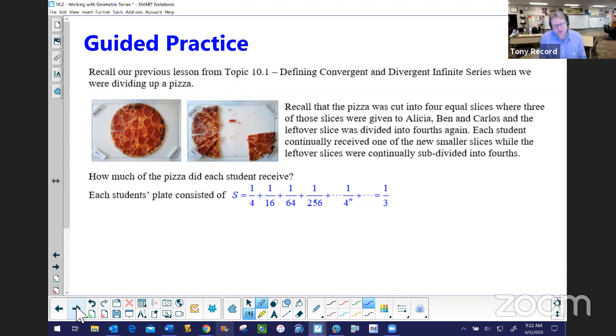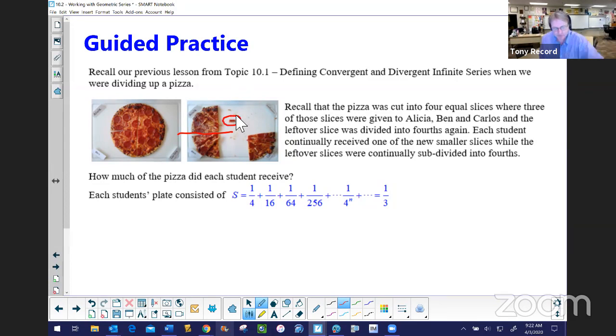So if we recall our previous lesson about when we were cutting up a pizza, recall that the pizza was cut into 4 equal slices. And I wanted to share those with Alicia, Ben, and Carlos. And then that leftover slice was then further subdivided into fourths again. And then each student would continually receive one of those new smaller slices while the leftover slices were continually subdivided over and over and over again. And we asked, how much of the pizza does each student end up receiving? And it was very easy to tell that when all was said and done, every student was going to end up with a third of the pizza, right?